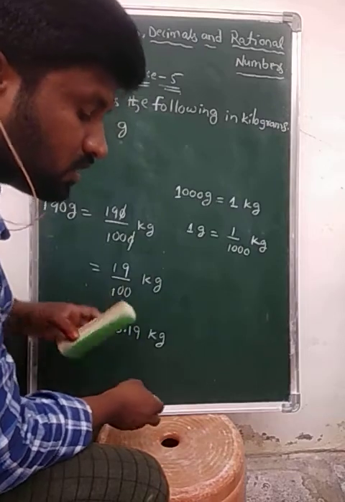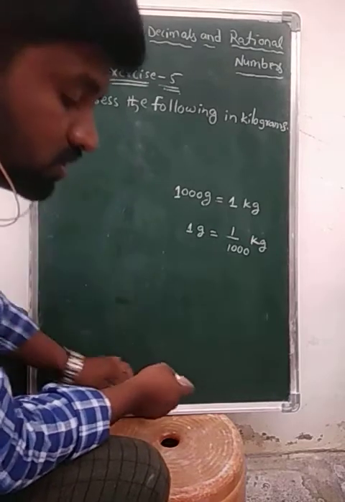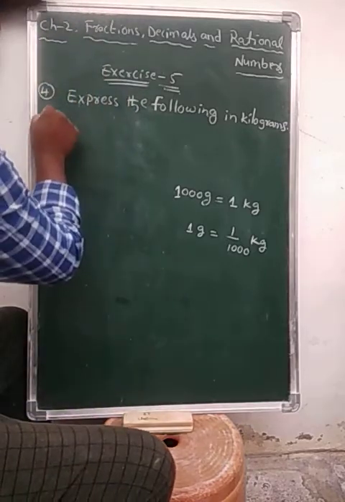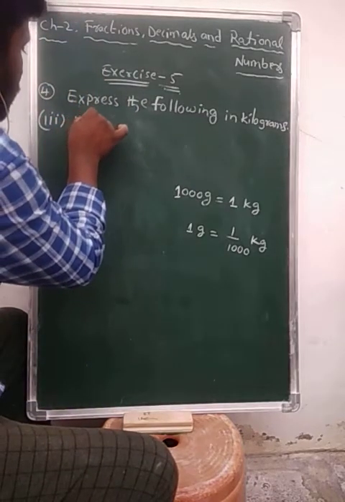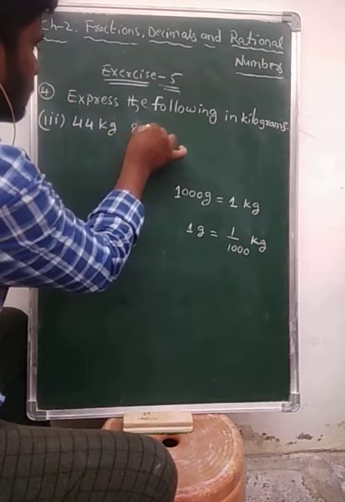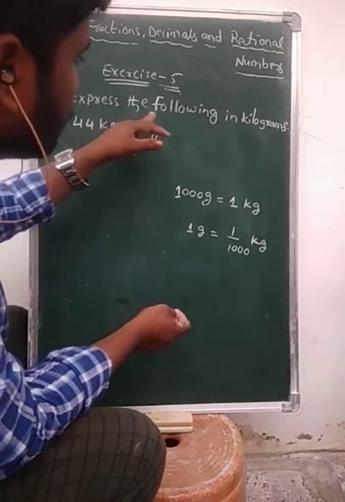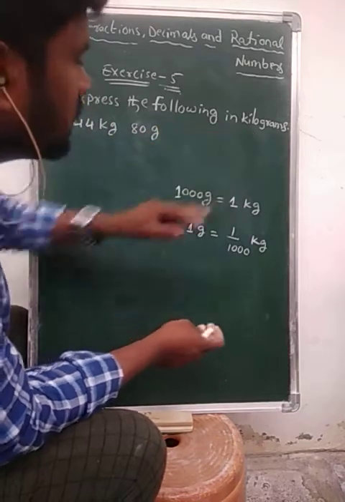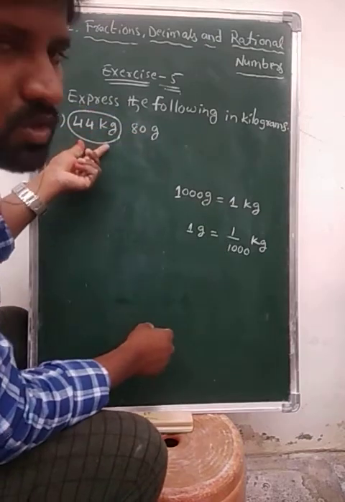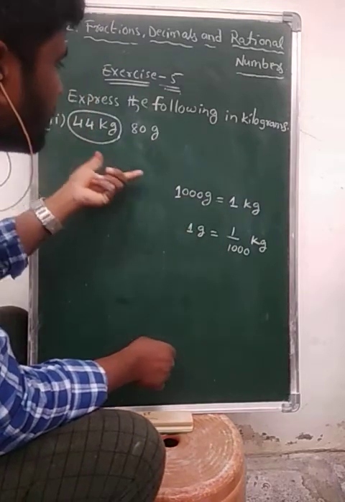That is the third one, 44 kg 80 grams, 44 kilograms 80 grams. Now, what is our question? Express the following in kilograms. 44 is already in kilograms, it is given in kilograms only. We just convert 80 grams into kilograms, and then by adding we will get the total.